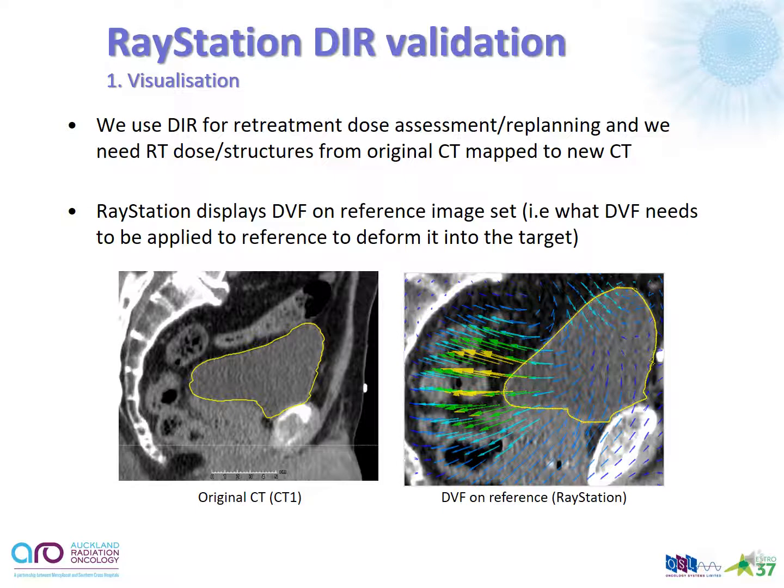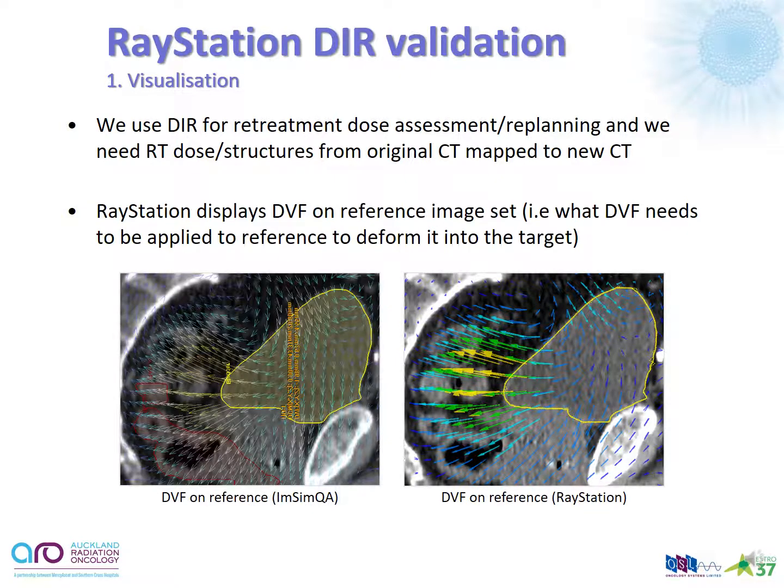And so it was important during the visualization validation process that ImSimQA also displayed A, the vector fields in the correct direction, and B, on the correct data set. And the results can be shown here. So on the left now is the DVF exported from RayStation, imported into ImSimQA, and overlaid on the correct data set. So that was very good.